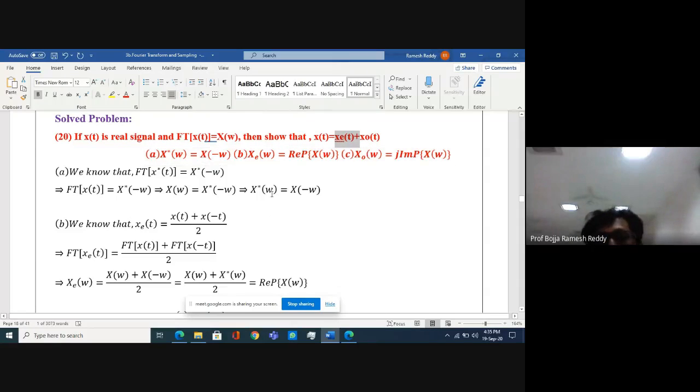Here what they are telling, even part of the signal is always real. In general, frequency domains are in complex form. Complex means that consists of both real part and imaginary part. But even part of the signal is always real. Odd part of the signal is always imaginary.